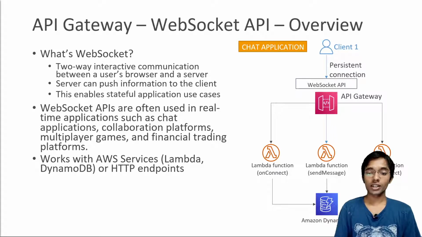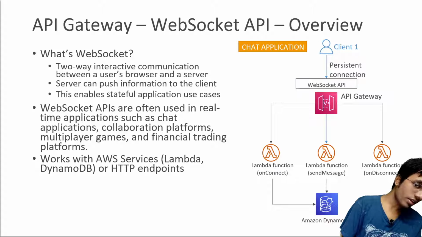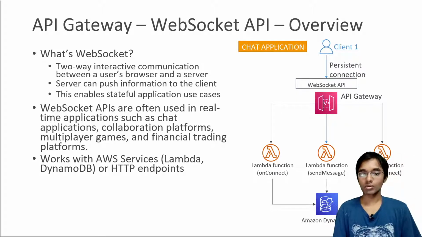So for the architecture, this example of the chat application has been given, and from my view the Lambda function on disconnect has been hidden. That's not a problem. Okay.